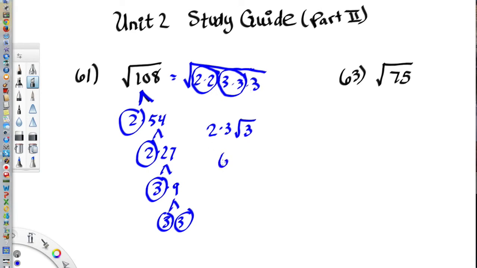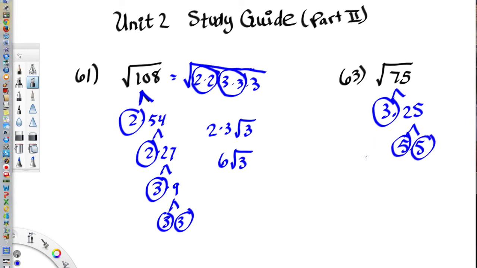So then the last step is just clean it up. 2 times 3 is 6, so 6 times the square root of 3 is the square root of 108 in simplest form. Let's do the same thing with 75. Now, 75, I'm going to think money right away. 75 cents. That's 3 times 25. Okay, and 25 is 5 times 5, and I'm all primed out. So this would be equal to the square root of 3 times 5 times 5. So the prime factorization inside the radical.